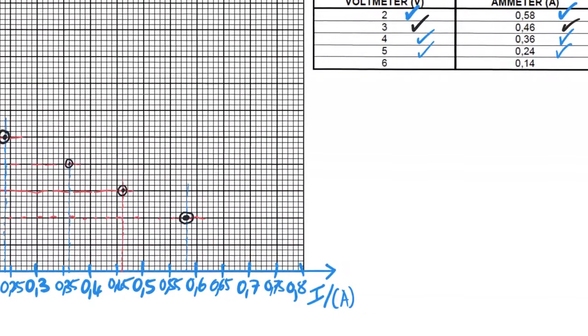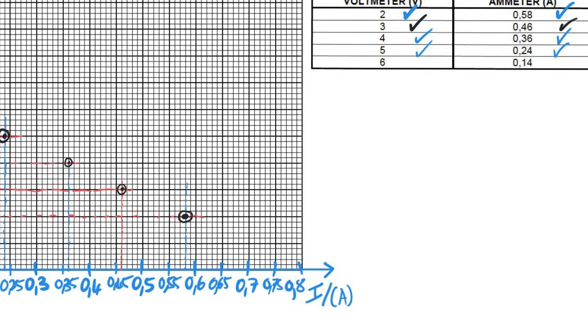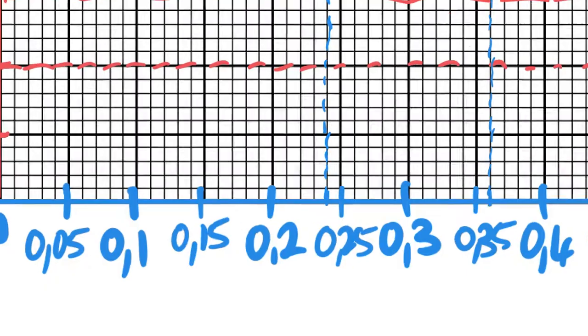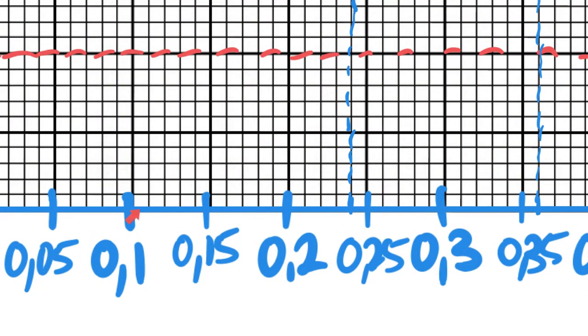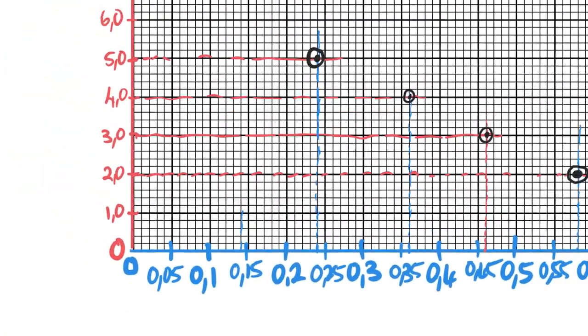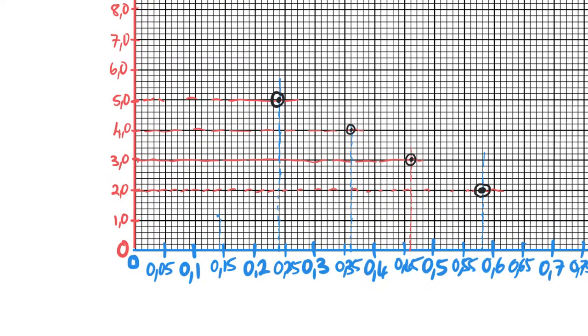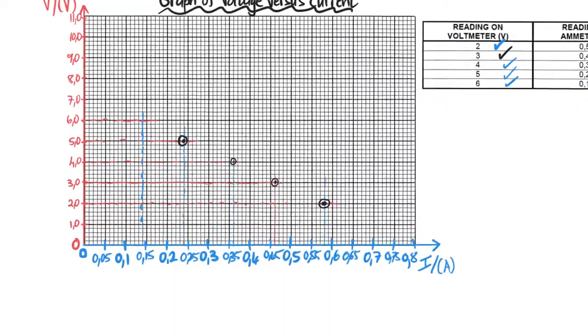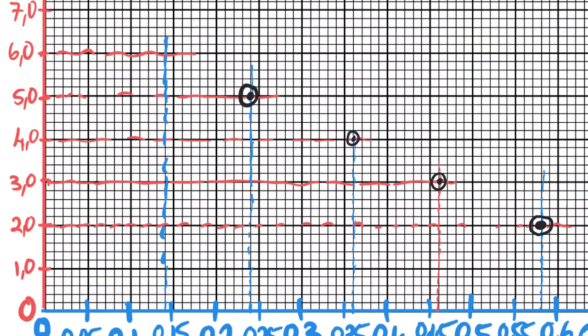So we've done that point, and then last but not least, 0.14 and 6. So we go to 0.14. So this is 0.11, 12, 13, 14, 0.14. So we're going to extend up there. We're going to have to go quite high, so I'm going to zoom out a bit. We're going to go along that line until we get to 6. Right, and yeah, it is 6. So there's our point.